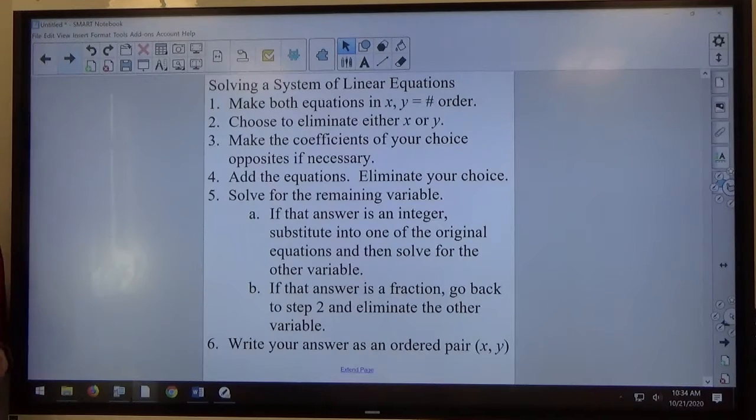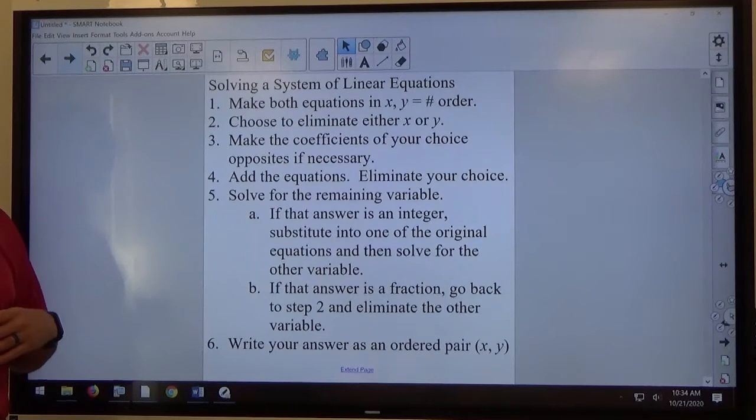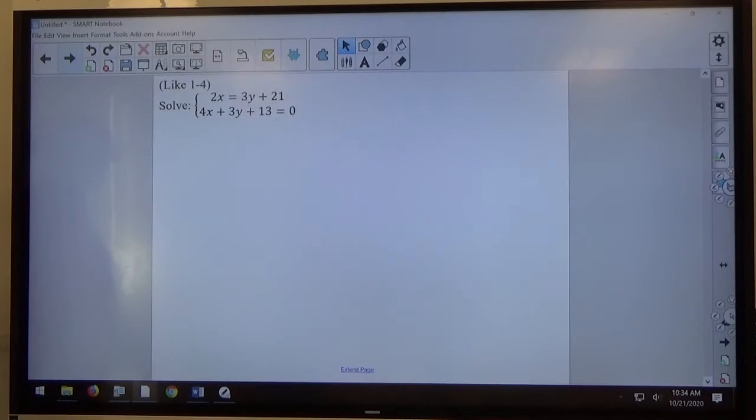But again, if you happen to get an integer answer, if you get x equals 2 or x equals -5 or something like that, you're going to substitute to find y. The two examples I have to show you today are going to come out fractional. So we'll take a look at how that works.